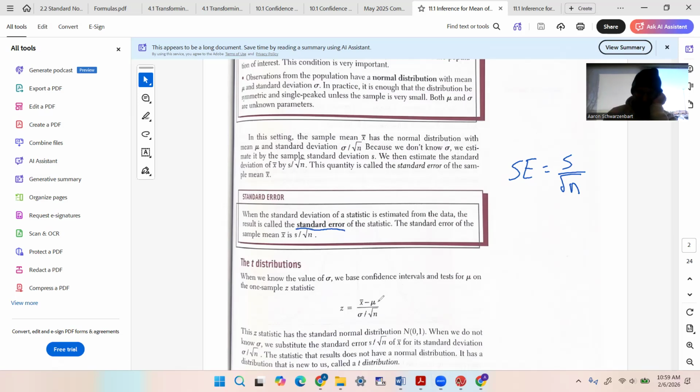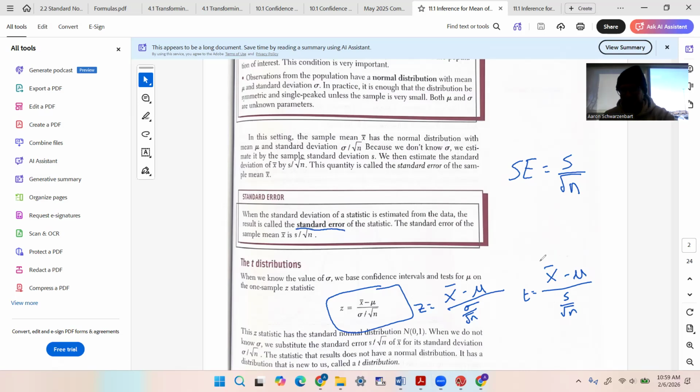Here's your z formula. That's what we've been doing, probably written more like this. We're going to adjust it to be x bar minus mu over s over square root of n. And that's going to give us the t value that we'll look up in a t table.